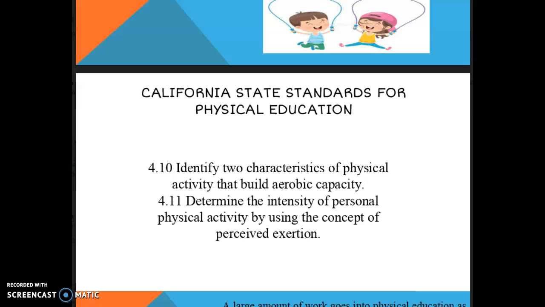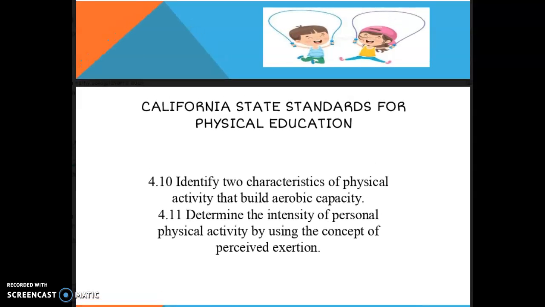California State Standards for Physical Education. Identify 2 characteristics of physical activity and build aerobic capacity. Determine the intensity of personal physical activity by using concepts of perceived exertion.